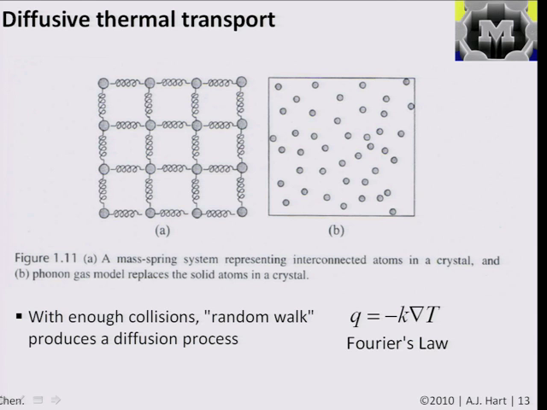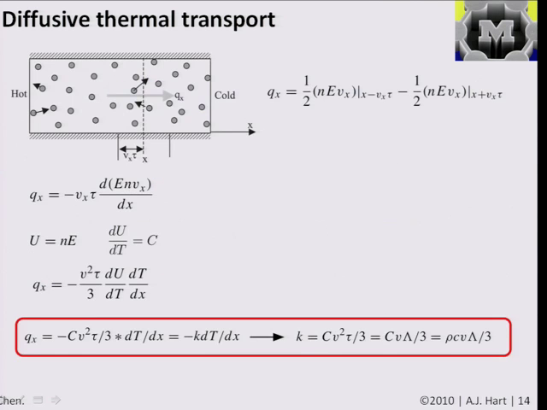When the particles are bouncing around and collide with each other enough, then you can start to think of it as a diffusion process. When that happens, the path of any individual particle will follow what's called a random walk, if you've had any statistical analysis. From that, you can produce Fourier's law, which says that the heat flux is proportional to the temperature gradient. Let's go through a really simple derivation of how that happens, just so you can get a feel for it.